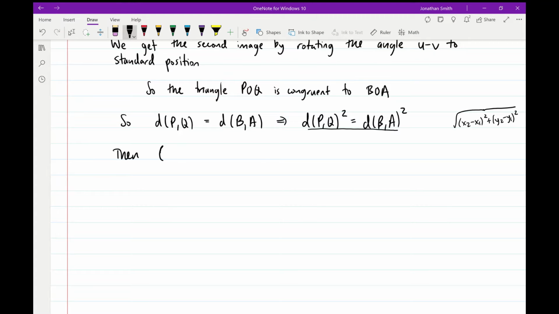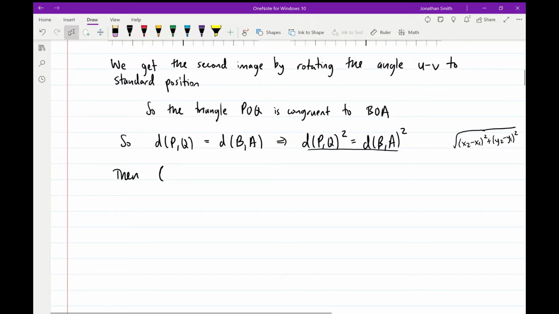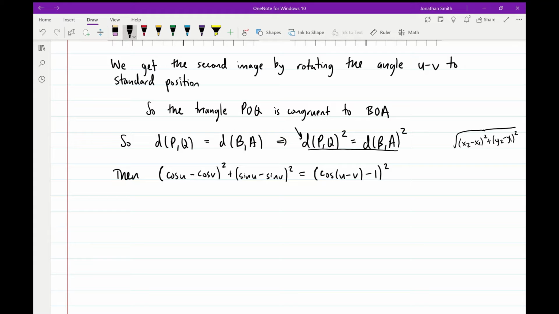All right, so if we look at the distance between P and Q and we square it, we get rid of that radical sign, and we end up with (cosine u minus cosine v) squared plus (sine u minus sine v) squared. So this is what we get from the distance between P and Q squared. And we know that this has to be equal to the distance between B and A. Using the distance formula between B and A, I get (cosine of u minus v, minus 1) squared plus (sine of u minus v, minus 0) squared.